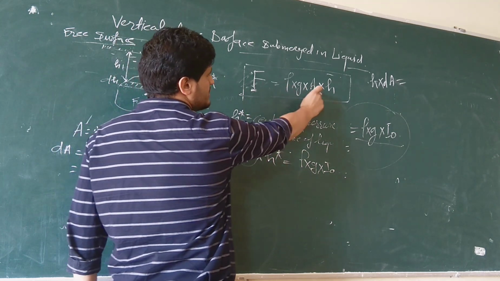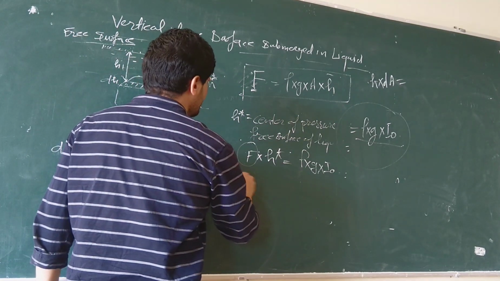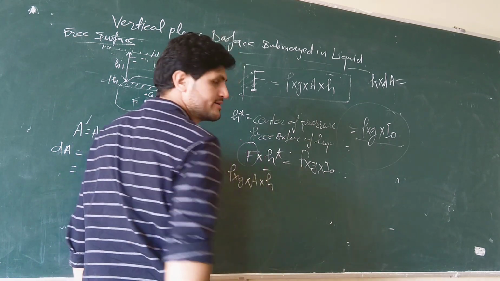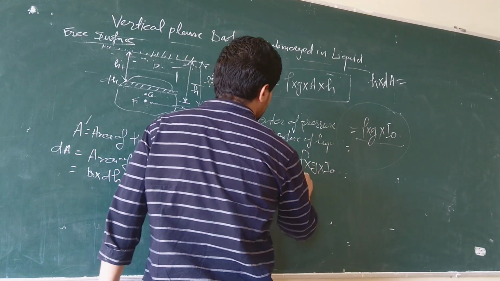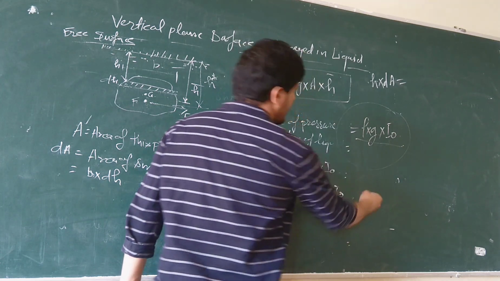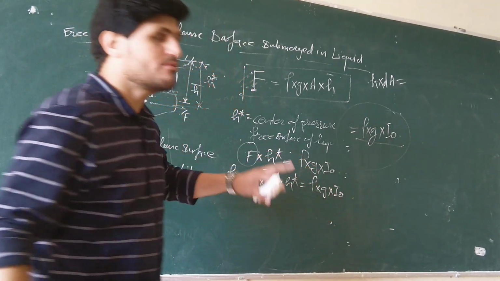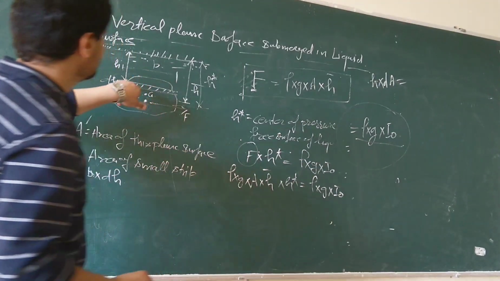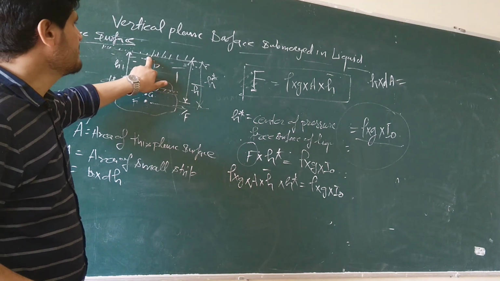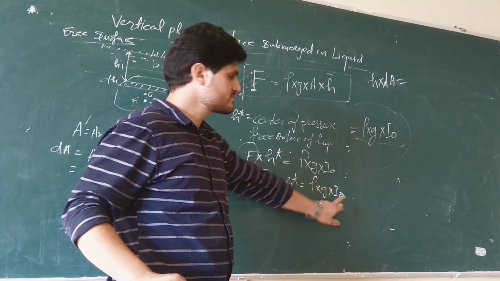F is rho into g into A into h bar. We have calculated it. So now rho into g into A into h bar multiplied by h star is equal to rho into g into I naught. Okay. So what is I naught? I naught is the moment of inertia of this plane surface about the free surface of liquid, right? Free surface of liquid it is given here. So that's why I am calculating it as I naught.